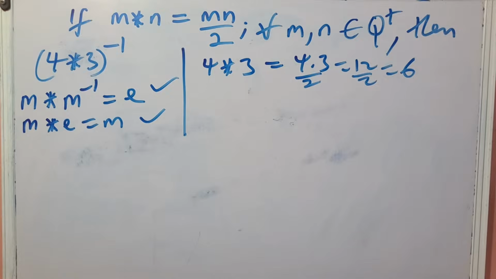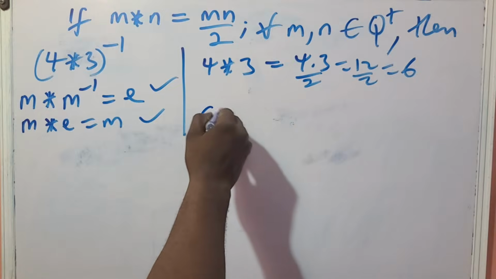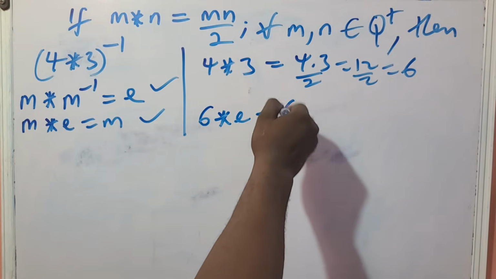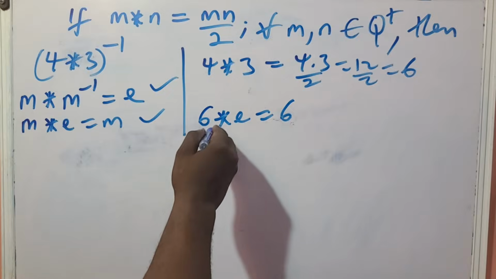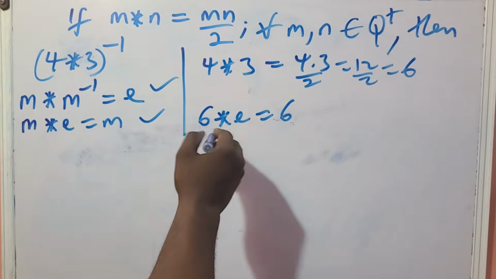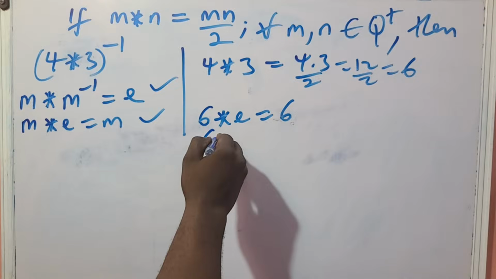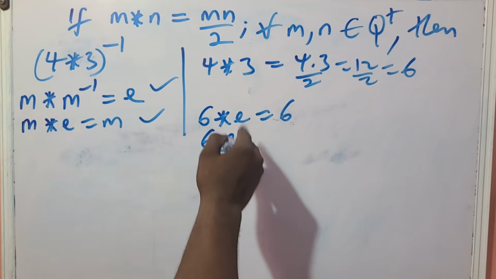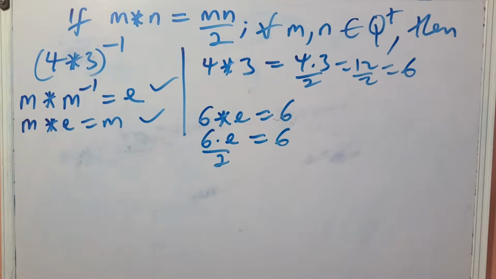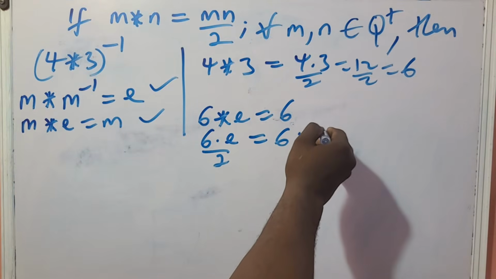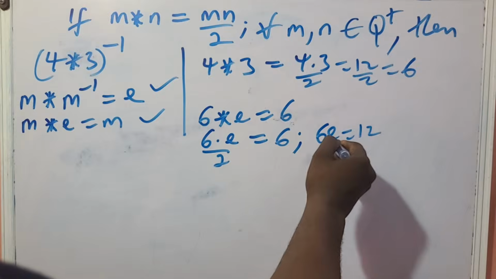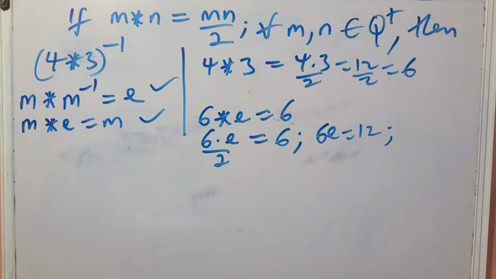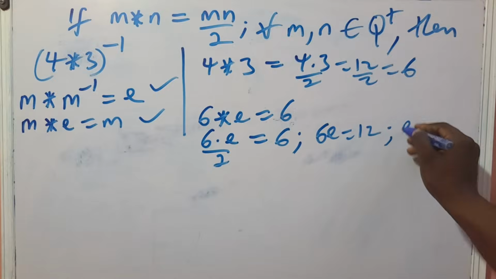Now, let's try and find our identity element. 6*E should give me 6. So what is 6*E? I go back to my original rule. That will be 6 times E over 2, which is equal to 6. So that means 6E will be equal to 12, and E will be equal to 2. I'm sure we accept this.